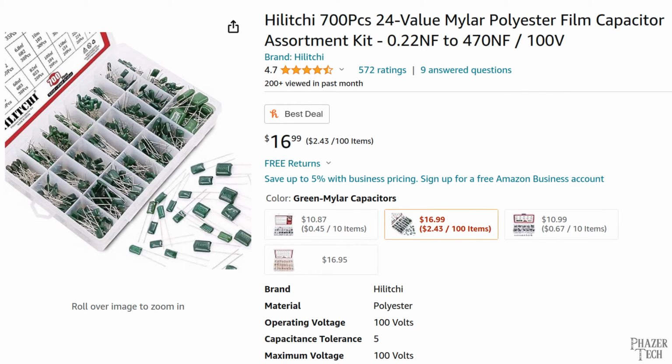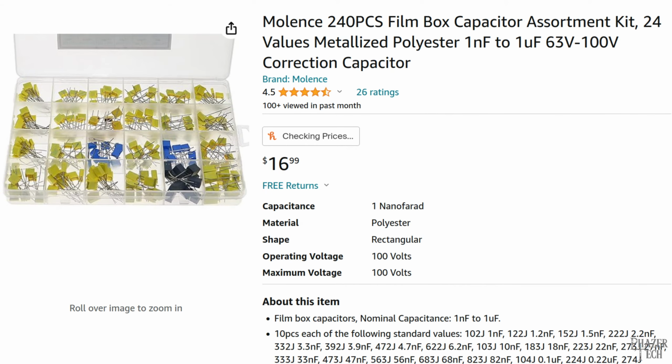If space is a concern, then these box caps are a good alternative to regular film caps and are much smaller. However, they are quite expensive.